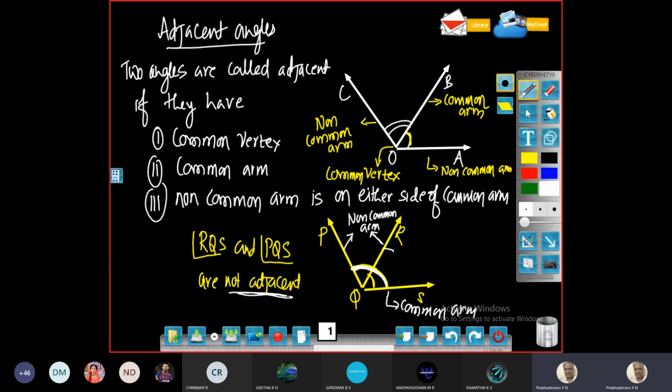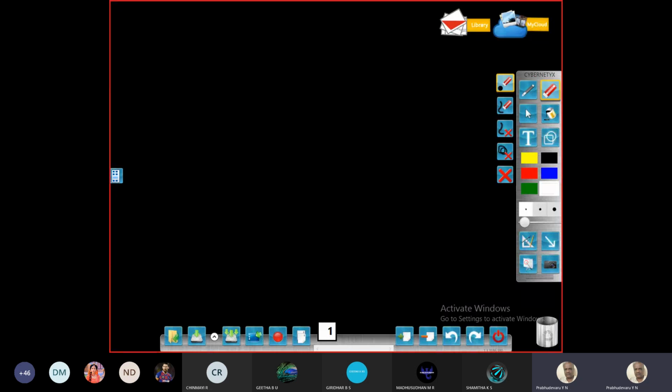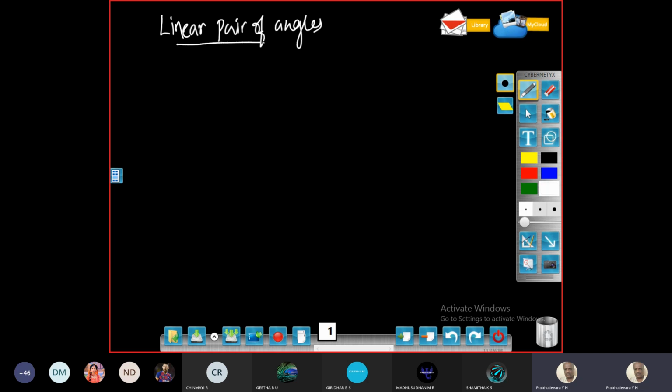Okay. Is it clear to all of you? What is the meaning of adjacent angles? Yes, sir. Okay. Now we'll go to another pair of angles that is called a linear pair of angles. We'll take that as linear pair of angles. So let me draw the diagram for this.